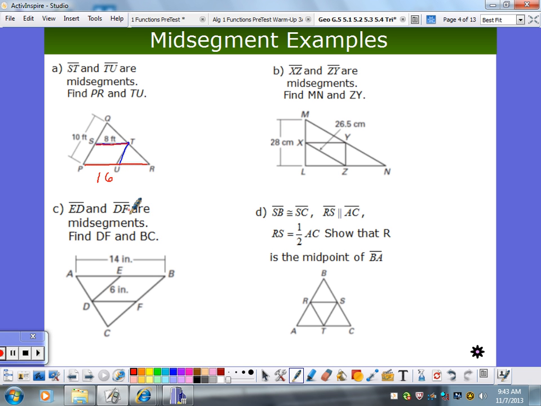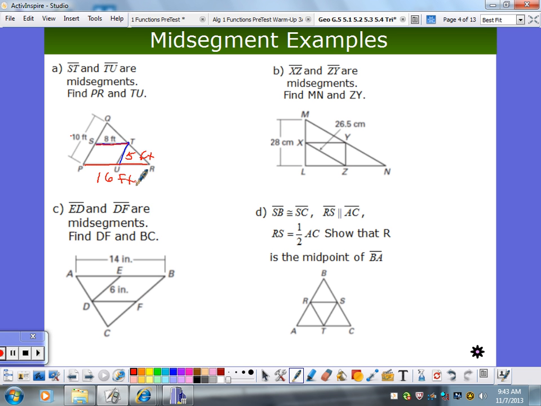How about now this one? Here's TU, and here's QP. This is a midsegment. QP is 10 feet. So what's this one going to be? 5 feet. Yes, you're right. I should use my units. You're right. See how that works?